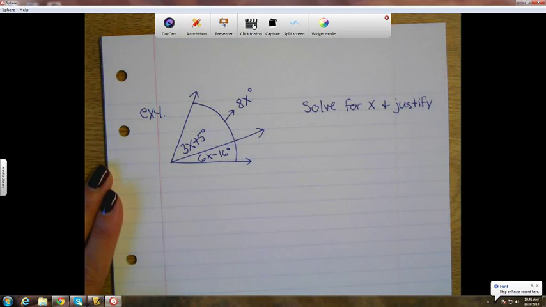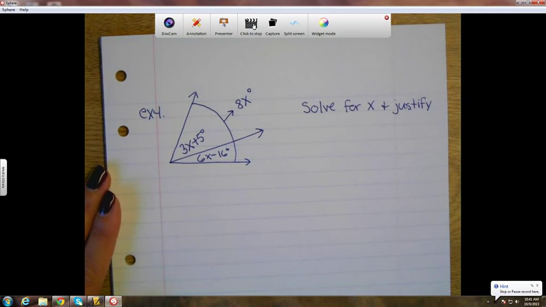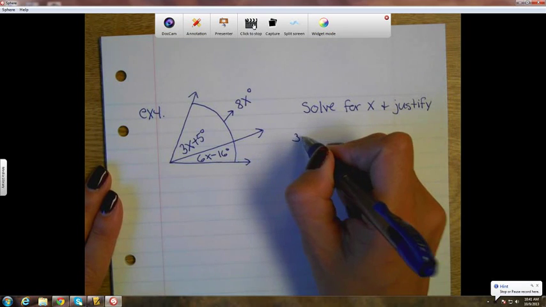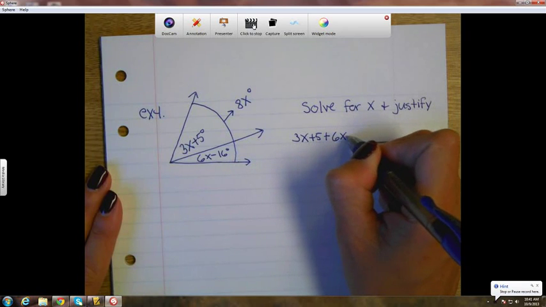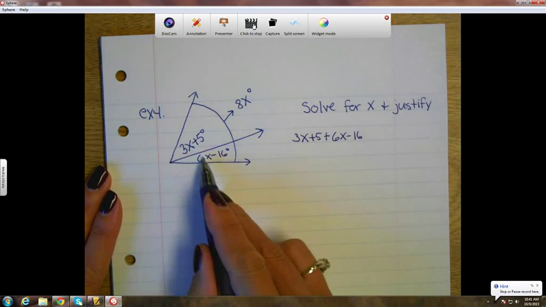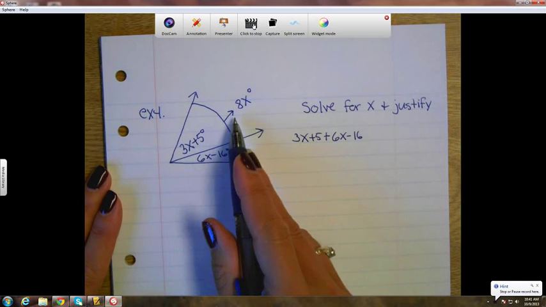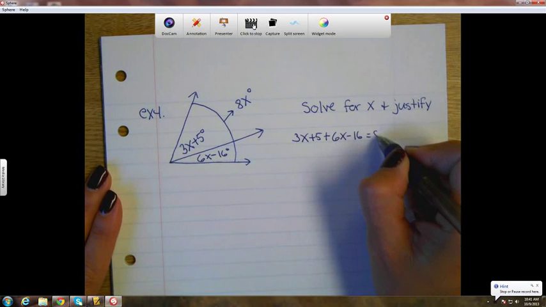Okay, so we're given the picture. We need to start with an equation. Who can write the equation for us that's going to relate those three pieces? Dean. 3x plus 5 plus 6x minus 16 equals 8x. Perfect. So he took the two smaller angles and added them together, and he said it's going to equal.